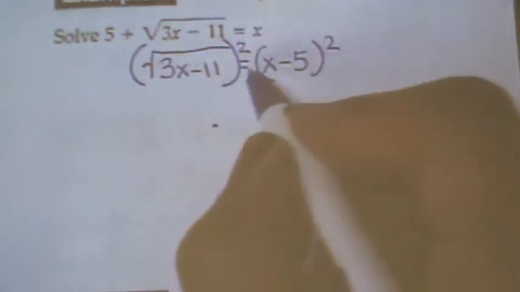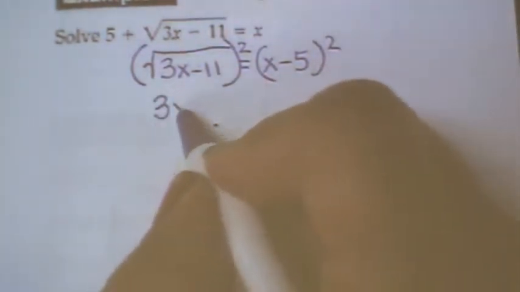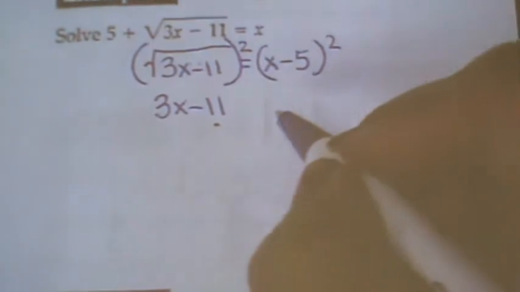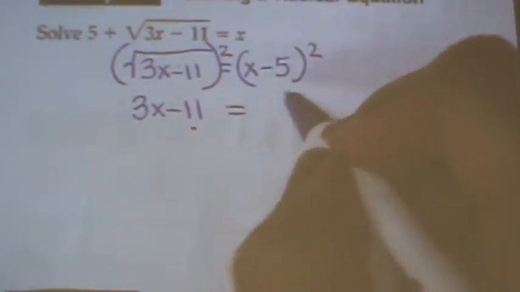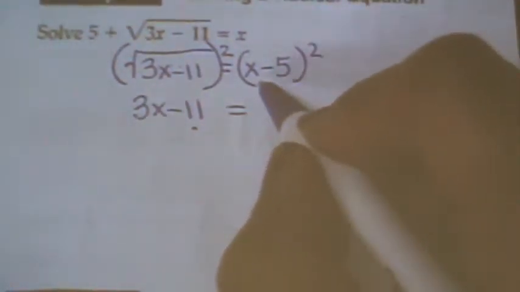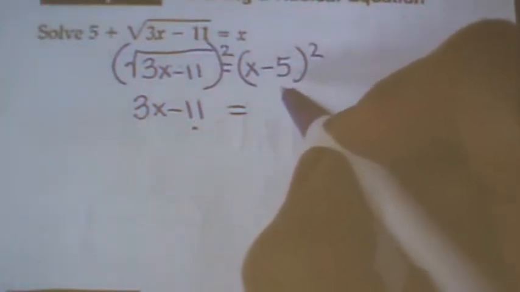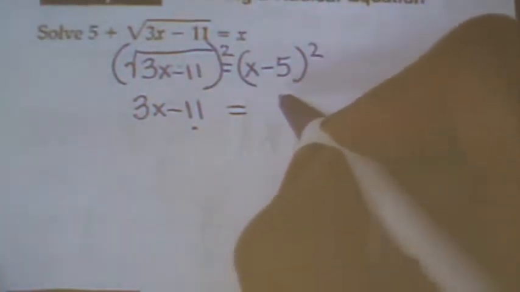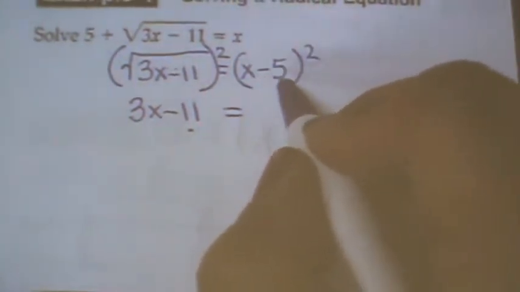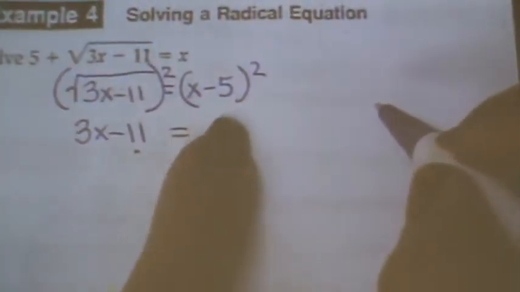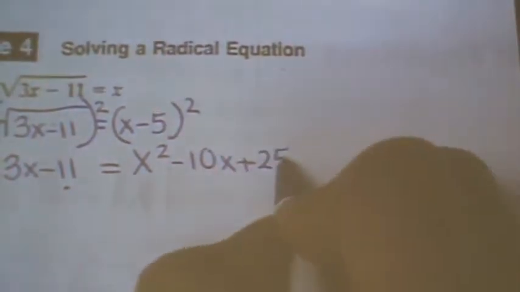On the left, what is √(3x minus 11) squared equal to? 3x minus 11. And then what is (x minus 5) quantity squared? Is it x squared plus 25? No. Why? You're going to FOIL this. Good point. You got to FOIL this. So it's x squared minus 10x plus 25. And you should all be able to do that.